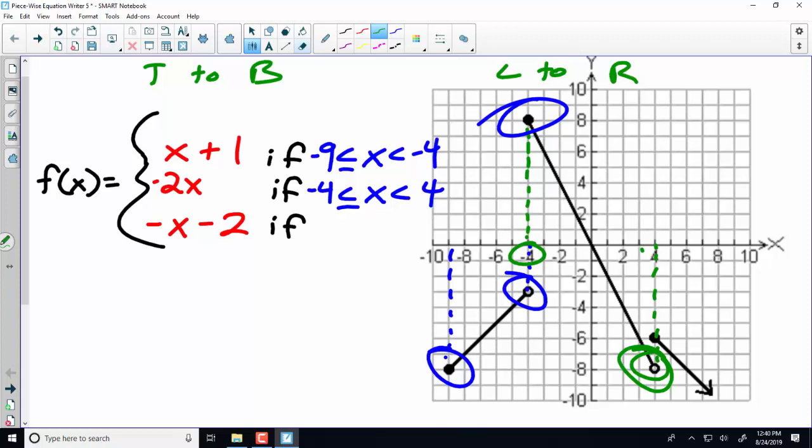Okay, last piece. It goes from 4 onward. And it does start at 4 and then keeps going. So it's all x values that are bigger than 4 and including 4. So how do we write that? All x values that are bigger than 4, including 4. And that takes care of this graph right here.